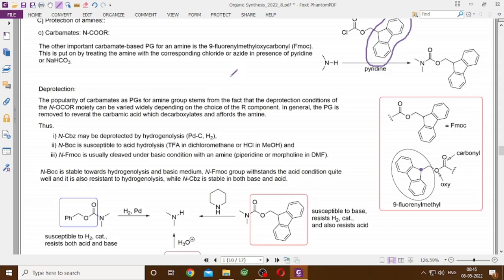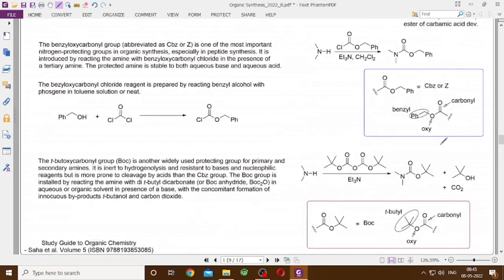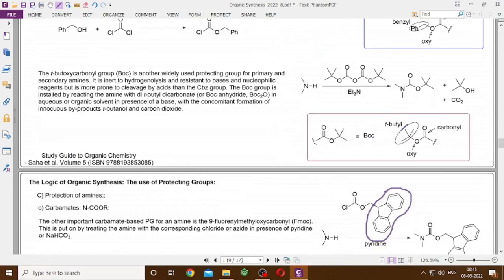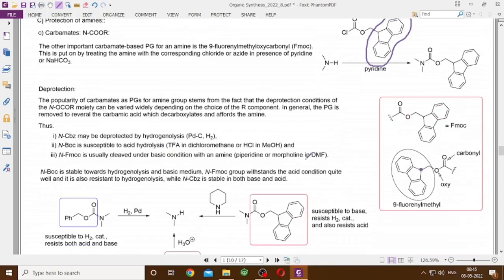Deprotection, how can you do that? This deprotection condition is very different from the two that you have already seen. For CBZ, hydrogenolysis. For BOC, it is acidic hydrolysis. And for this one, you treat the molecule with piperidine or morpholine in the presence of dimethylformamide.